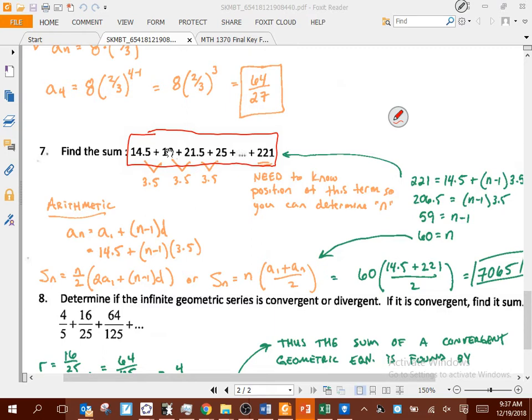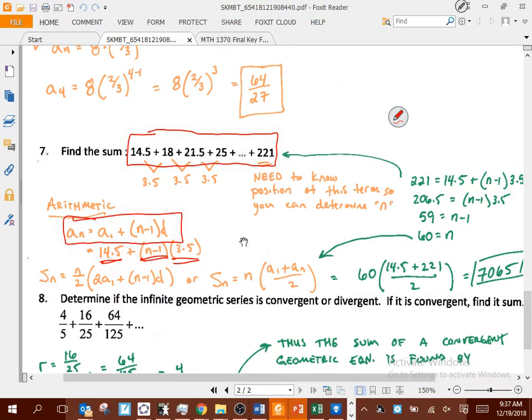Instead of using a sub n equals a sub 1 times r to the n minus 1, I'm now going to use this formula. That's my arithmetic formula, right? Okay. A sub 1 is 14.5. There's n minus 1. Common difference is 3.5. Well, if I want to find the sum of the first n objects, I don't know what object 221 is. I do not know what position that is in my list. So coming down here, these are my two formulas for summations of arithmetic sequences.